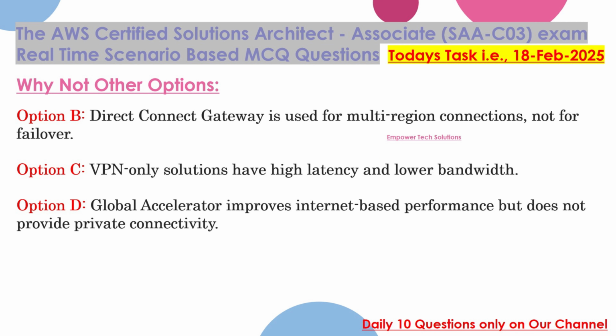Why not other options? Option B. Direct Connect Gateway is used for multi-region connections, not for failover. Option C. VPN-only solutions have high latency and lower bandwidth. Option D. Global Accelerator improves internet-based performance but does not provide private connectivity.